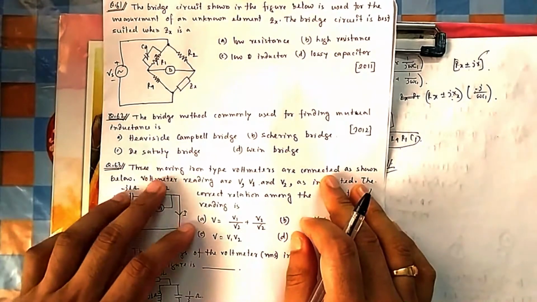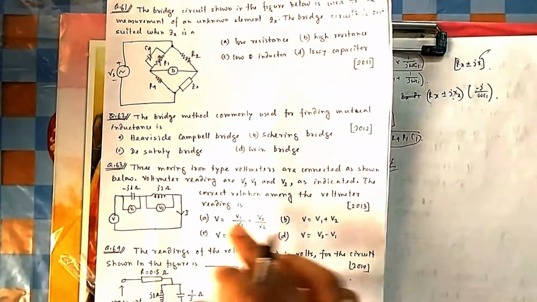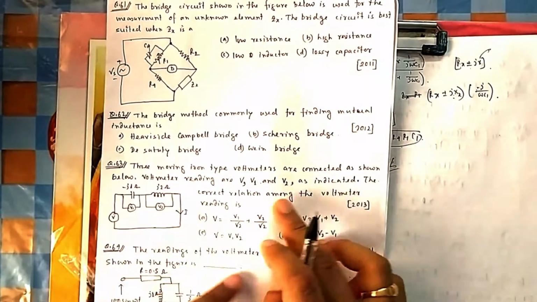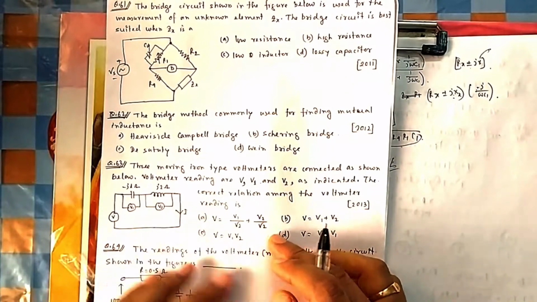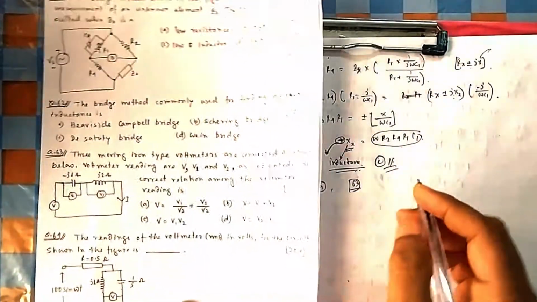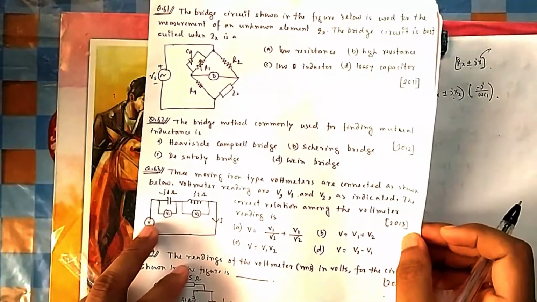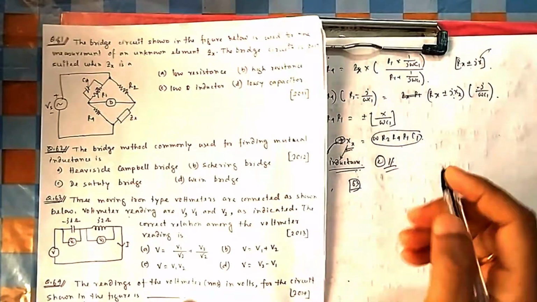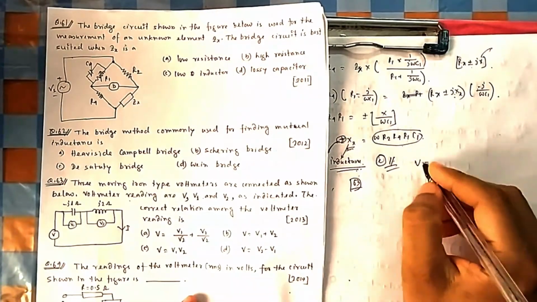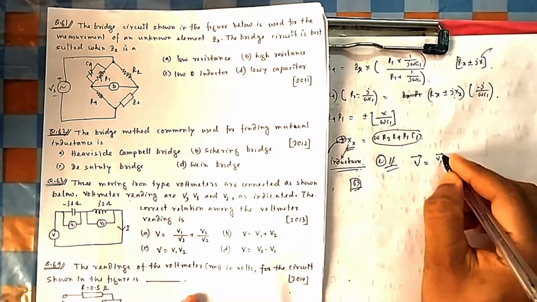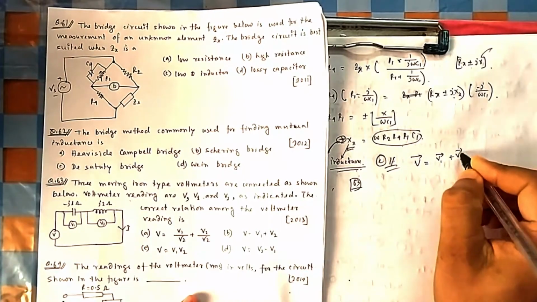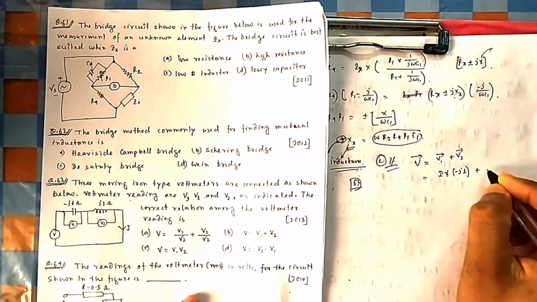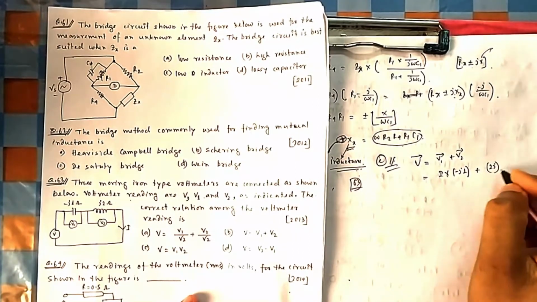63. The moving iron voltmeters are connected as shown below. The voltmeter readings are V, V1, V2 as indicated. What is the correct relation between the voltmeter readings? So you know vectorially, because they will be vectors. So this V will be V1 plus V2, or I into this plus this. So you can write it, overall V is equal to V vector. This is not given in vector form, so you have to write it in vector form. So V1 vector is I into minus j, and V2 is 2j into I.